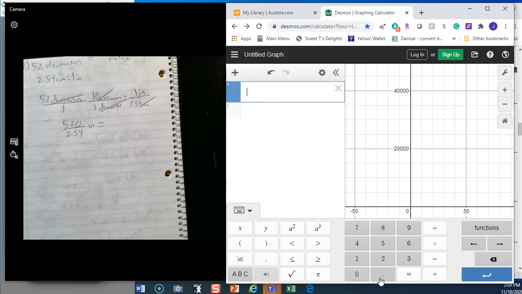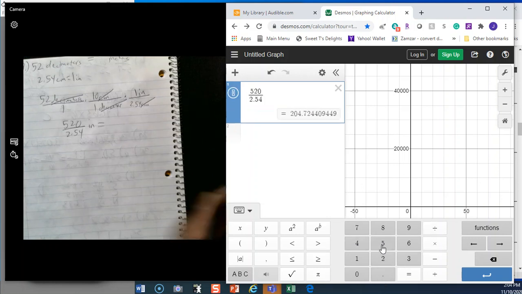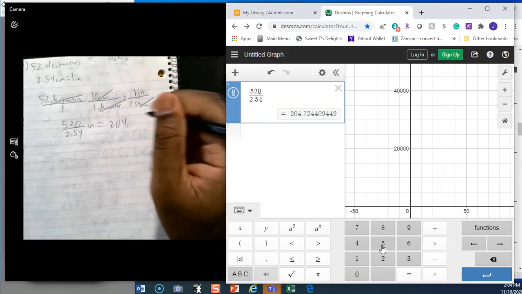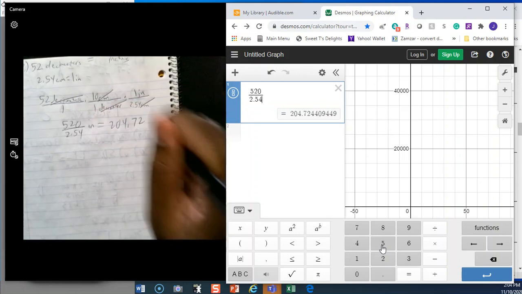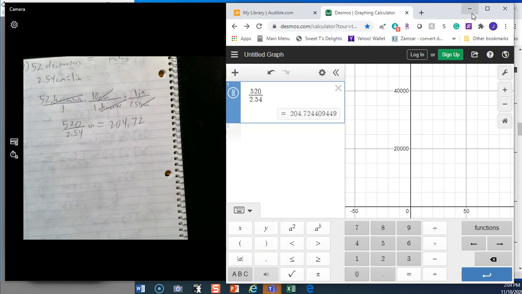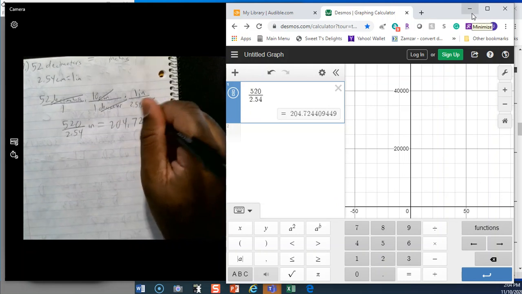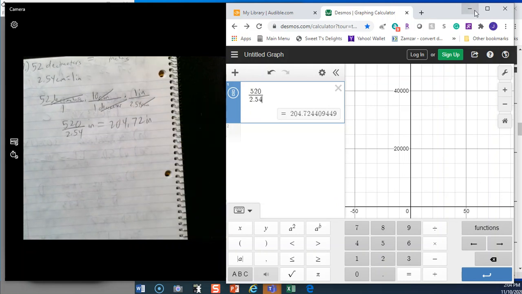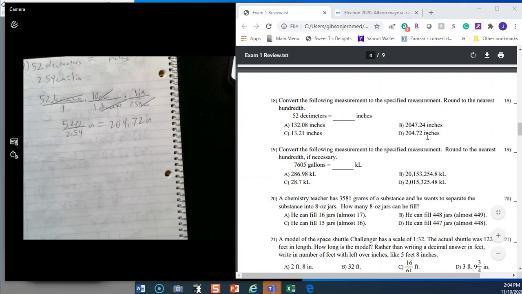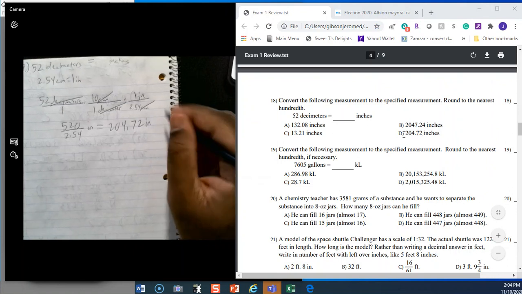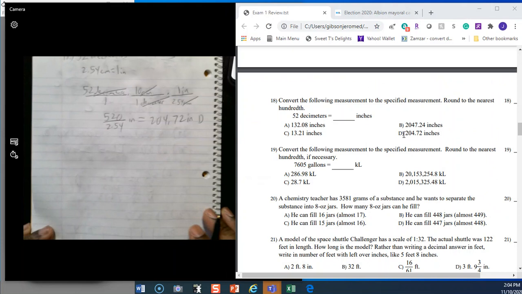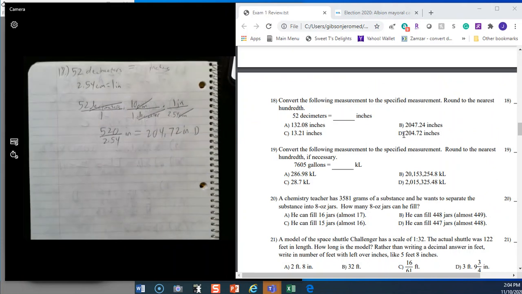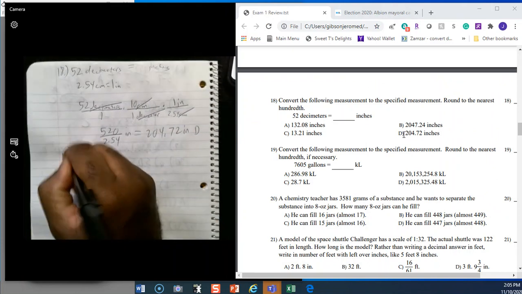All right, so we would take 520 divided by 2.54, and that would give us 204.72, and that'll be inches. So that would give us D. D would be the final answer. Okay, so now we go to problem 19.